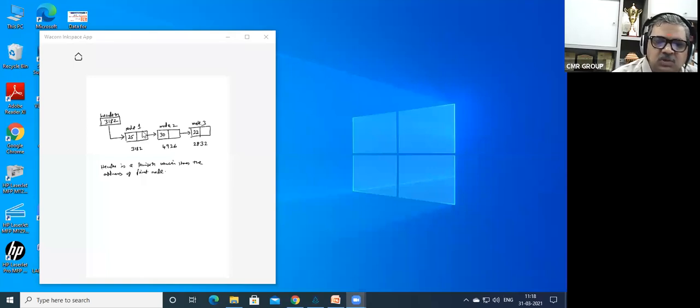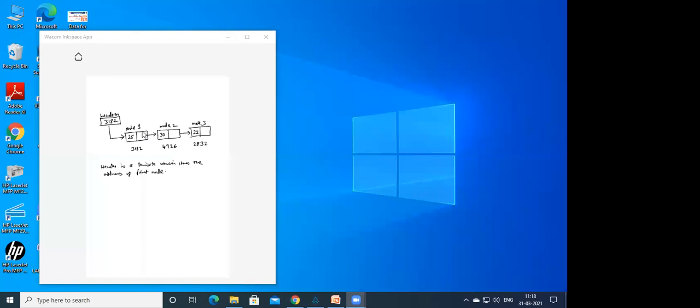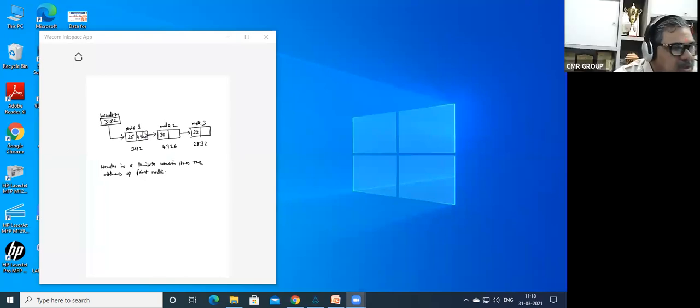What is this address? Node 1 will store the address of node 2. What is the node 2 address? It is 4926. And what does node 2 store? It stores the address of node 3, which is 2832. Node 3 is the last node, so its address field does not store anything. It is a null pointer.